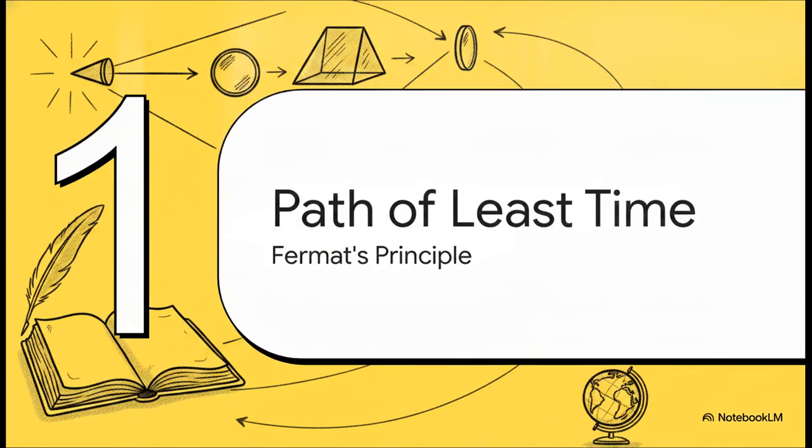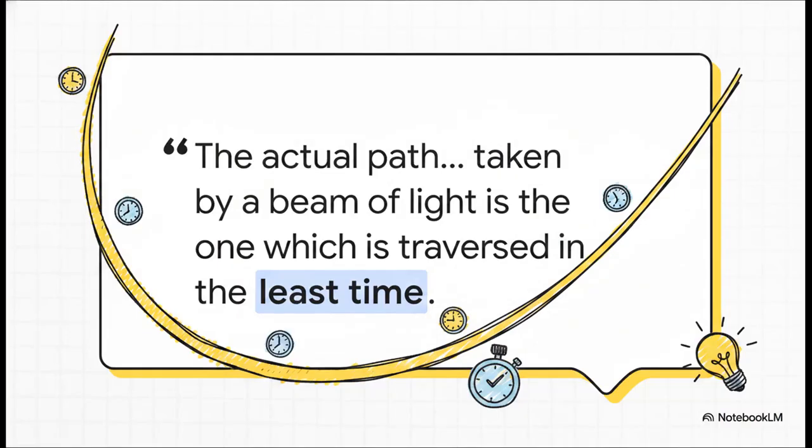Section 1. The Path of Least Time. So to really get this, we've got to travel back to the 17th century and meet Pierre Fermat, a brilliant French mathematician. Look at his original principle here. The actual path between 2 points taken by a beam of light is the one which is traversed in the least time. Think about how wild that is.